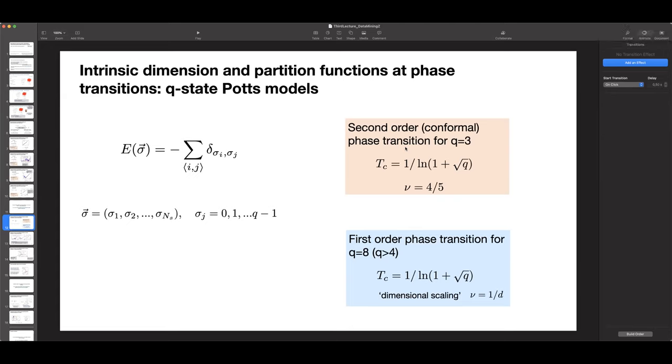larger than 4. So what we can do now with these Potts models is that we can check two new scenarios. First, a second order transition, which is not as easy as the Ising model, okay? And it also has a different critical exponent. And second, we can check a first order transition. So what happens there? Let me show you directly the results.